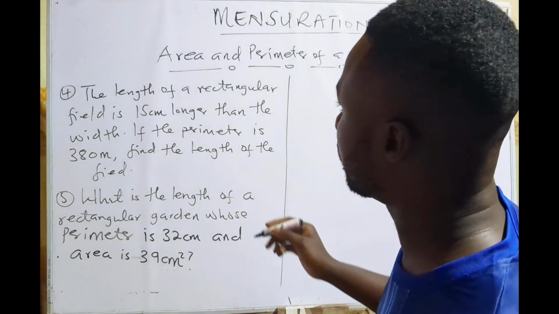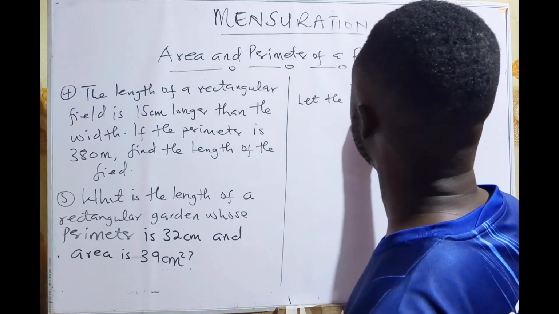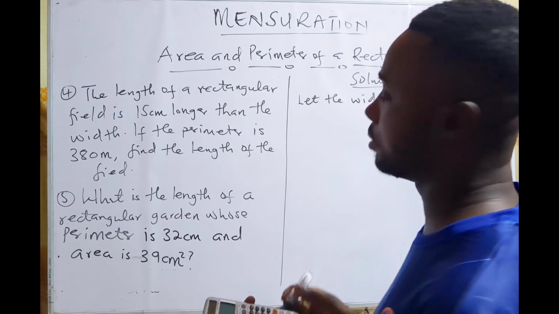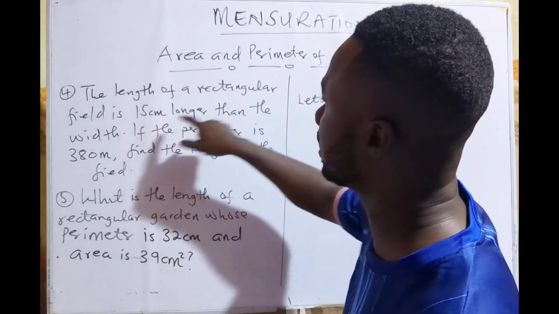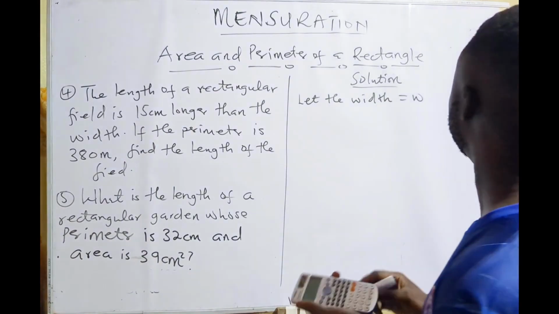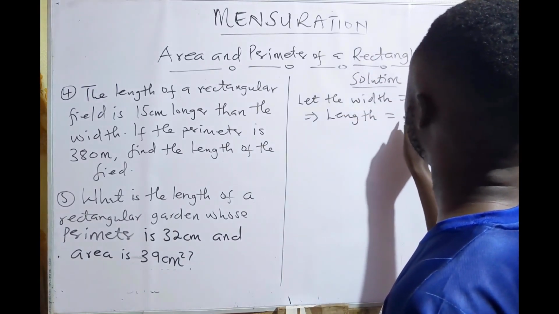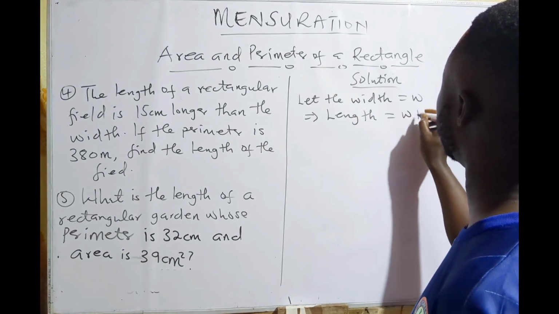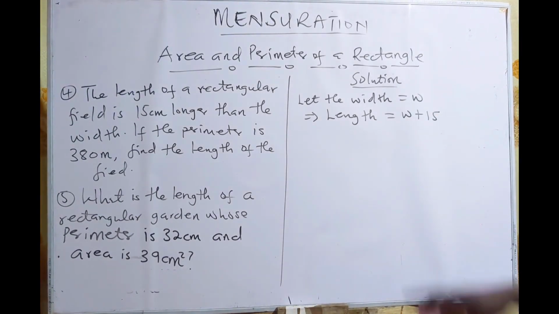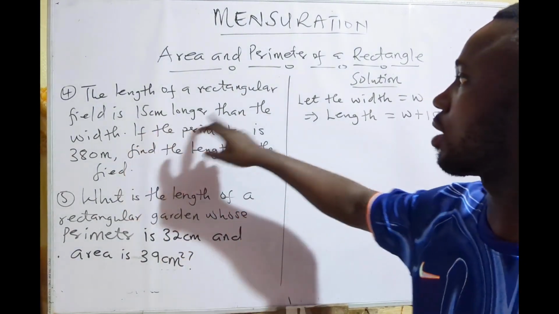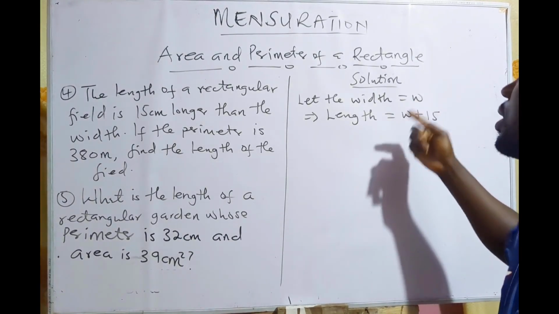Okay, so let's consider, we don't know the width, let the width be equal to W. If the width is W, the question said the length is 15 longer than the width. So it means that the length will be equal to what? 15 more than the width. So width plus 15. So if the width is W, then the length is what? 15 plus W, because the length is 15 more than the width.